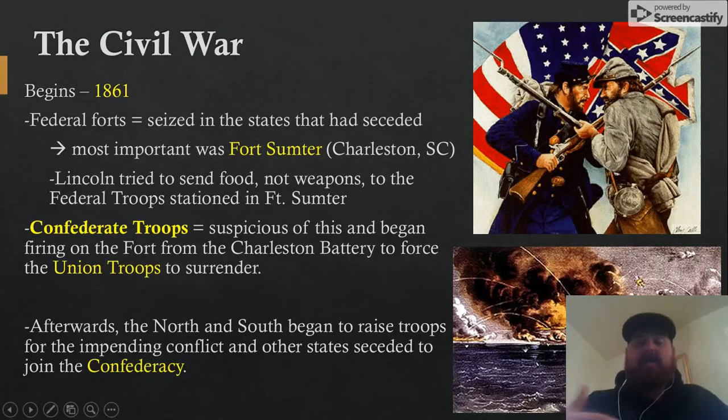Lincoln doesn't send weapons, but he sends food to keep the Union troops in there, so they can basically wait out the southern states. The Confederate troops get very suspicious of this, and they begin to fire from Fort Moultrie at Fort Sumter and other places in the Charleston Battery to destroy Fort Sumter and take it back. They are successful, and this success by the Confederates brings other states to the Confederate States of America.